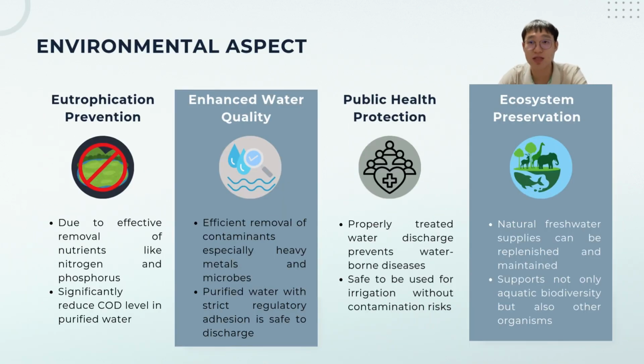Now, let's talk about the environmental impact of our wastewater treatment project. First of all, eutrophication can be prevented due to effective removal of nutrients like nitrogen and phosphorus that encourage algae bloom. Besides, water quality will be enhanced via efficient removal of contaminants, especially heavy metals and microbes. Meanwhile, public health protection can be achieved as properly treated water discharge prevents waterborne diseases. Last but not least, the ecosystem can be preserved because natural freshwater supplies can be replenished and maintained, which supports not only aquatic biodiversity but also other organisms.